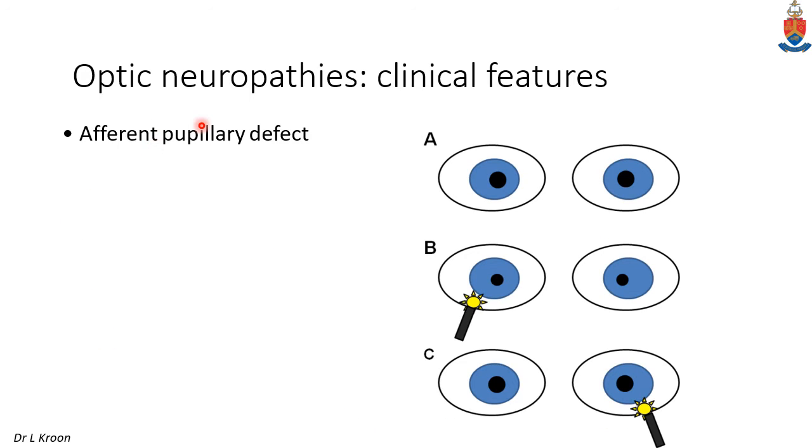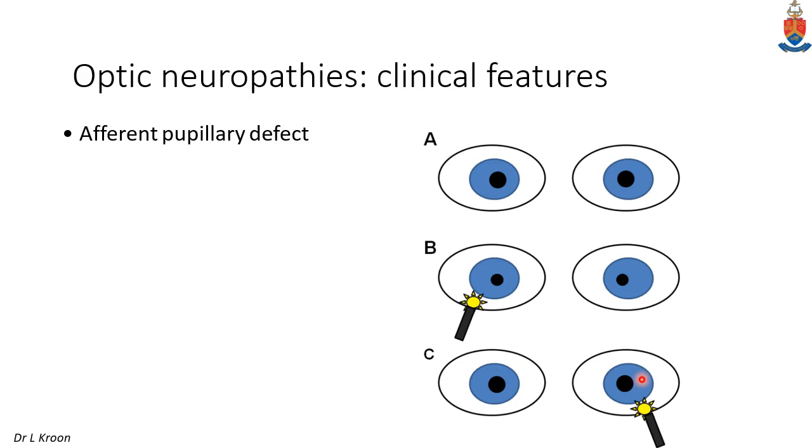So one has to test the pupils in a patient with a suspected optic neuropathy, and if the optic neuropathy is asymmetrical or unilateral, one will have an afferent pupillary defect, also known as a Marcus Gunn pupil. So here's an example of a baseline of both pupils, which are equal. This individual with an optic neuropathy on the left will have light shone into the right eye, and then both pupils will constrict. Then the light is brought onto the left side where the optic neuropathy is present, and both pupils will then get a little bit bigger.